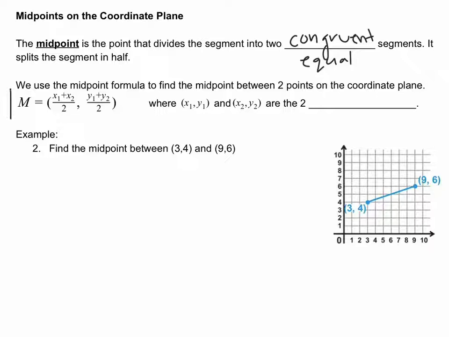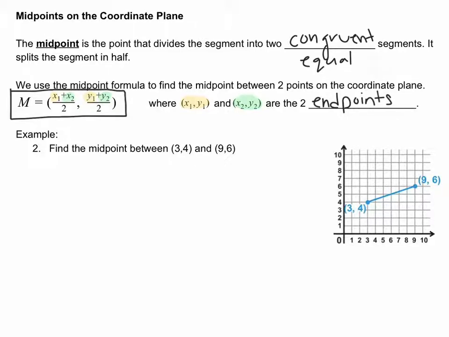So we use this midpoint formula right here to find the midpoint between 2 points on the coordinate plane. Similar to the distance formula, notice how we have an x1, an x2, a y1, and a y2 in our formula, and the x1, y1 is one endpoint, and the x2, y2 is the other endpoint. Those are both the endpoints of our segment. We're going to jump right into an example again to see how this works.